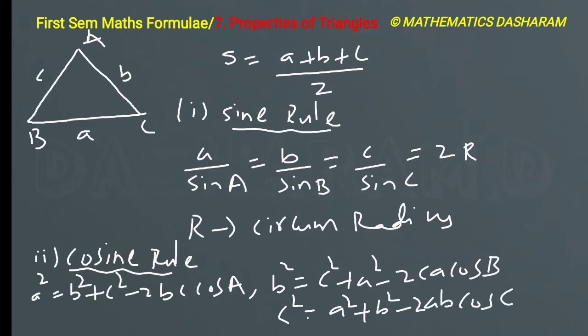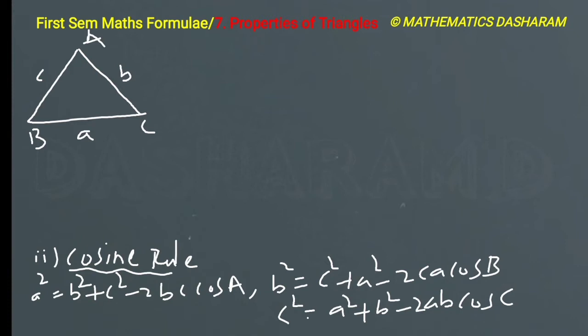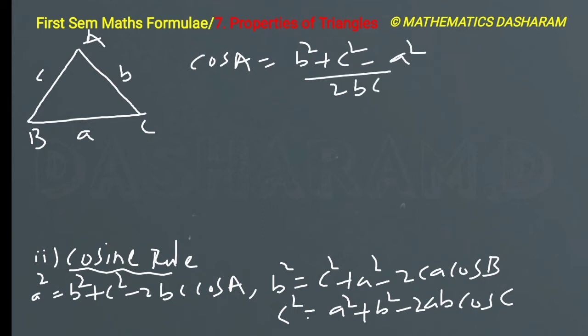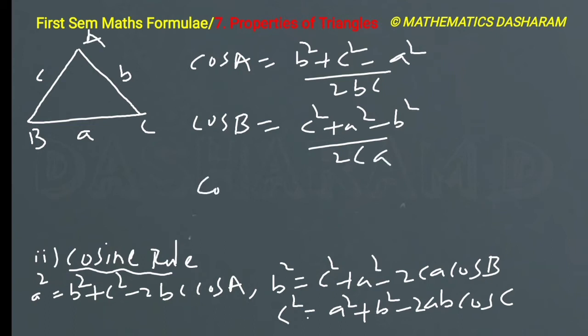Here small a, b, c are called sides of a triangle, and capital A, capital B, capital C are called angles of a triangle. From the first rule, we can define the cos A formula, that is (b square plus c square minus a square) divided by 2bc. And from the second, the cos B formula can be defined, that is (c square plus a square minus b square) divided by 2 into ca. And from the third, the cos C formula is (a square plus b square minus c square) divided by 2 into a into b.